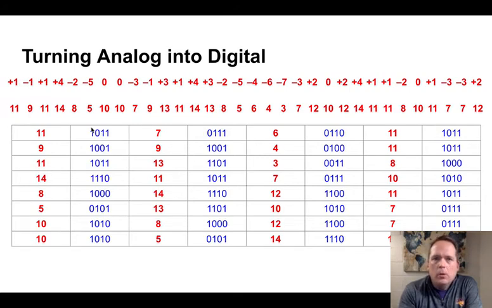2 to the 3, which is 8, is the fourth digit here. And I only need 4 digits to encode all of these particular numbers. Much more commonly, you have at least 8 of these digits to encode numbers, but I kept the range small here.